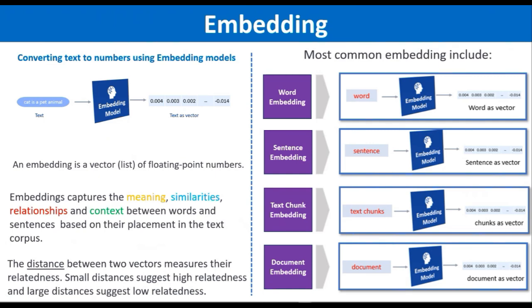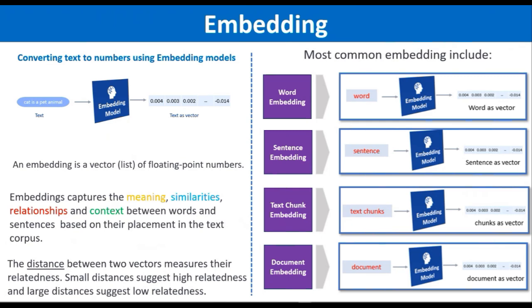On the left-hand side, you can see converting text to numbers using embedding models. So there is an embedding model, and you pass your text corpus. The embedding model returns the dense representation in numerical format, which is the vector representation of your text corpus. This text is converted into numerical format because machine learning models do not consume textual data, they consume numerical data, and therefore this textual data needs to be converted into a numerical representation.